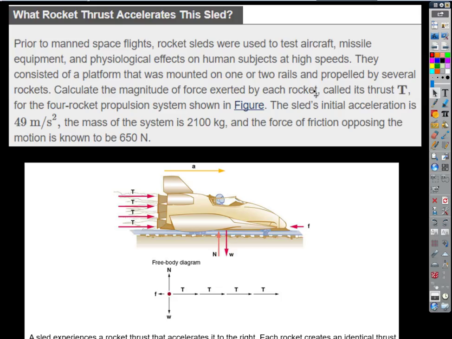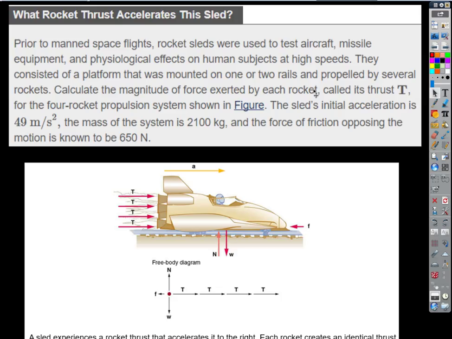So the initial acceleration is about 49 meters per second squared. High or low? Is that pretty high or pretty low? That's really high. It's like 5 times the gravity. It's actually a little bit less, probably, but it's really close. Almost 5 Gs.